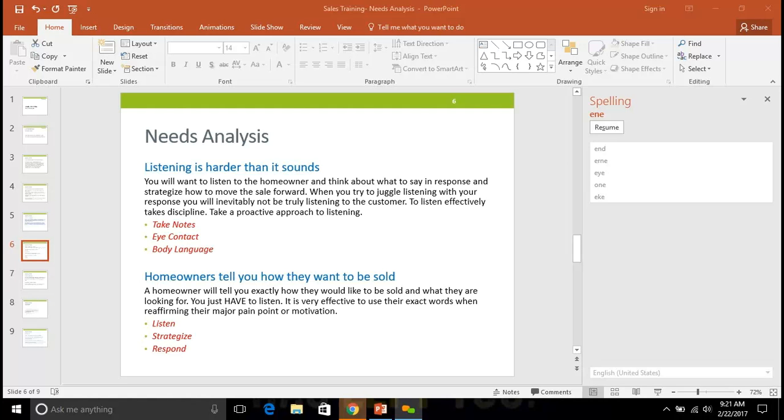The other point here says homeowners will tell you how they want to be sold. They will give you all kinds of indications of how they want to be sold. The homeowner will tell you exactly how they would like to be sold and what they are looking for. You just have to listen. It is very effective to use their exact words when reaffirming their major pain point or motivation. So you just say back to them what they said to you, which is a very effective strategy. So listen, strategize, and respond once you feel like you've done a good job of listening and you understand what their major pain points are.